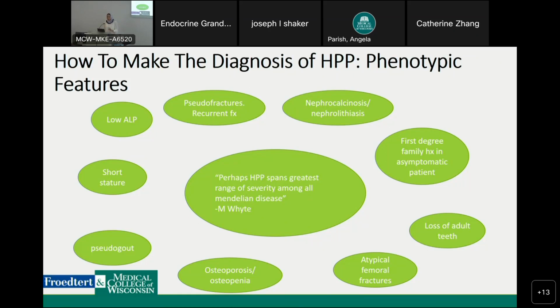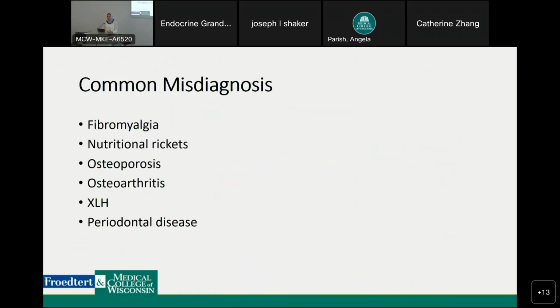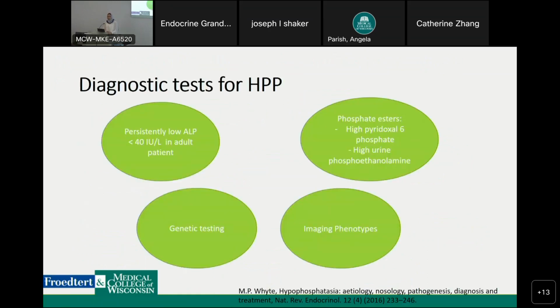So these multiple phenotypic features actually result in a lot of common misdiagnoses of the disease. The most common misdiagnoses of hypophosphatasia are fibromyalgia, nutritional rickets, osteoporosis, osteoarthritis, XLH, and periodontal disease, if they just had the dental problems. So for the diagnosis of HPP, we have mainly 4 buckets, and we have to take all of them in aggregate.